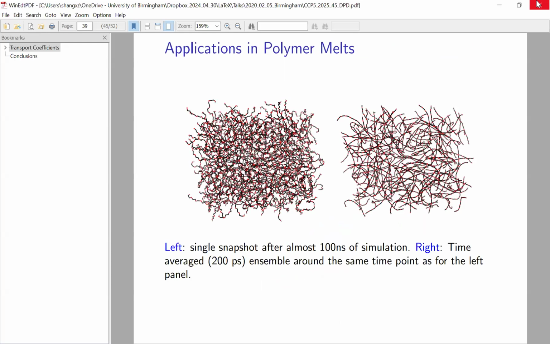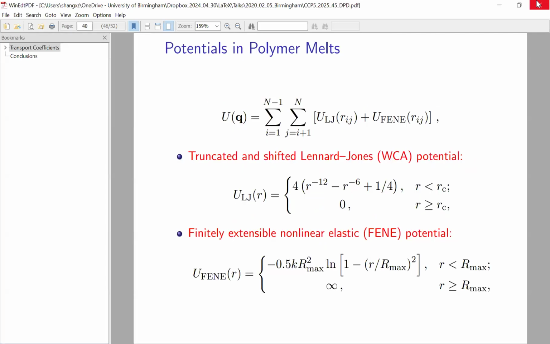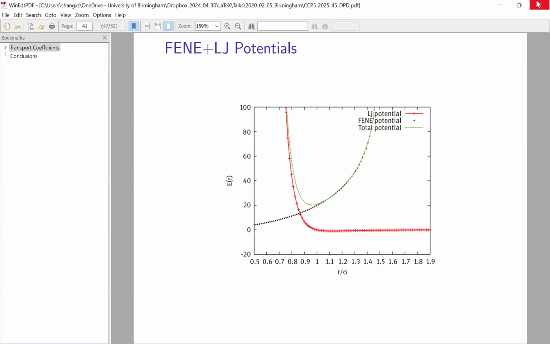And also very quickly, finally, I'll mention some application in polymer melts of this new method. In the polymer melt simulation, we use this truncated and shifted Lennard-Jones, or WCA, potential together with this FENE potential. And for the FENE potential, in case you're not very familiar, we also have a constraint in terms of the largest bond length you can have, which is Rmax here. If the bond length is above this Rmax, the bond will break. So this will have some restriction on the numerical methods. And here is how this potential looks. The black one is the FENE potential, and the red one is the original Lennard-Jones potential. Combined together, they look like the green one here.